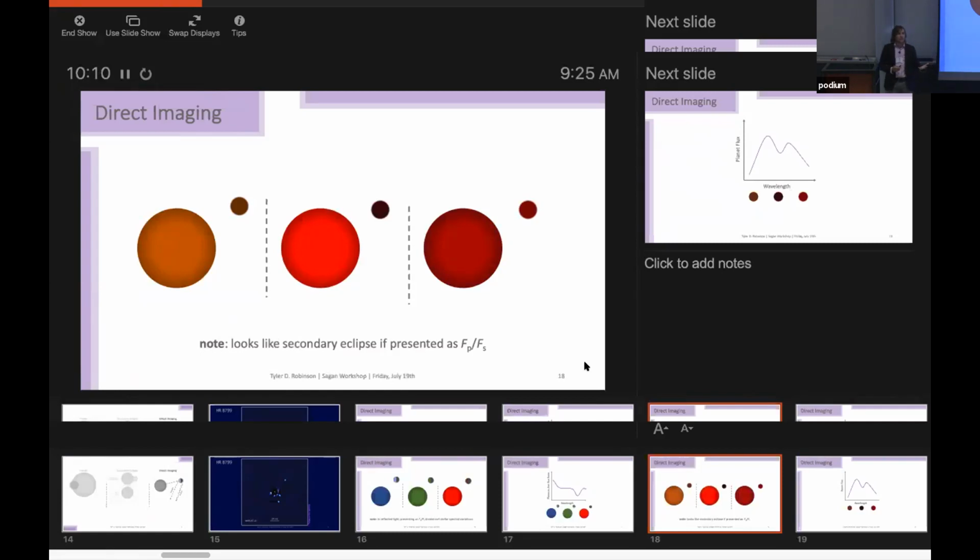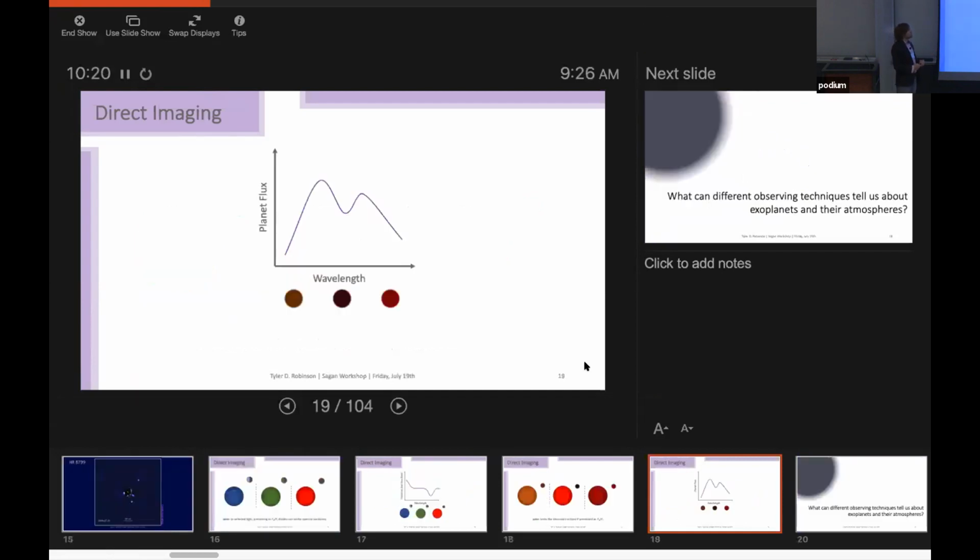But because in direct imaging you're actually separating the light from the planet from that of the host star, you can then actually present the raw flux from the planet. You don't have to divide out the stellar flux. And so you can imagine that the spectrum you obtain could look something like a black body-esque shape, because it's thermal emission, with some kind of features superimposed on top of that due to opacity in the atmosphere.